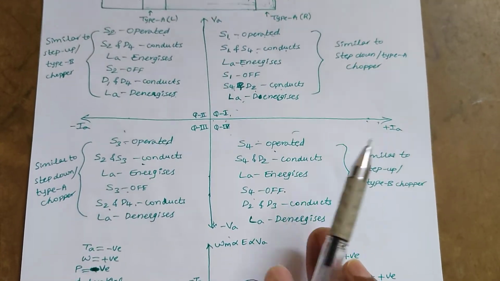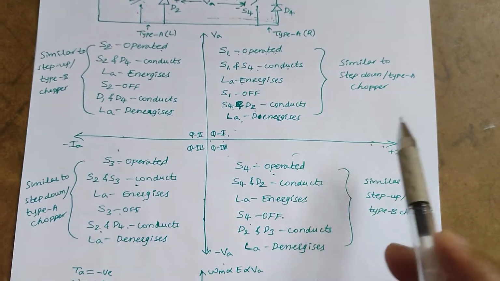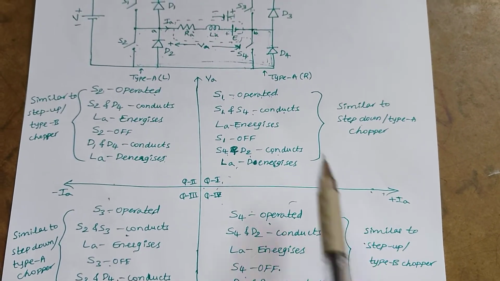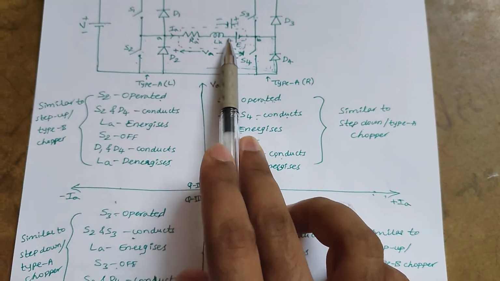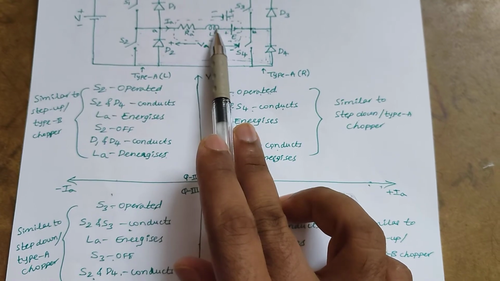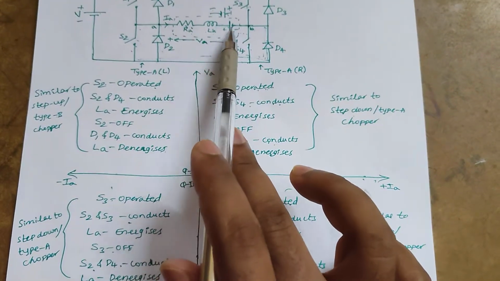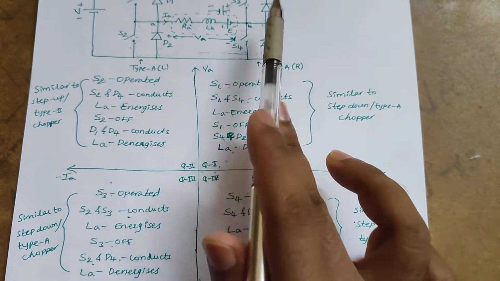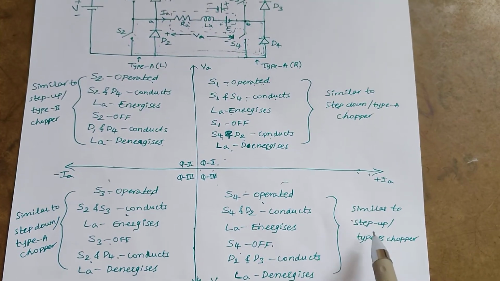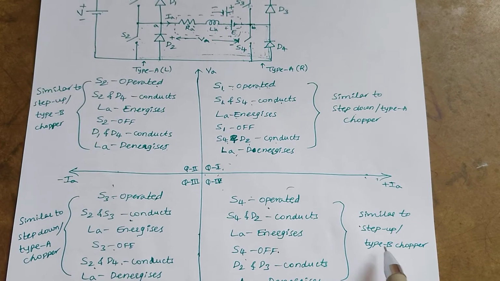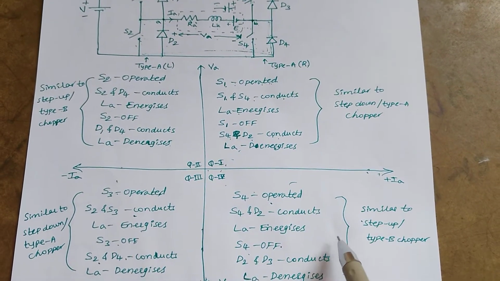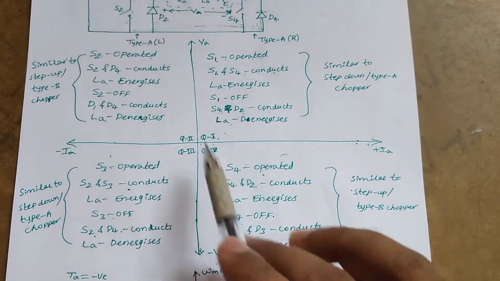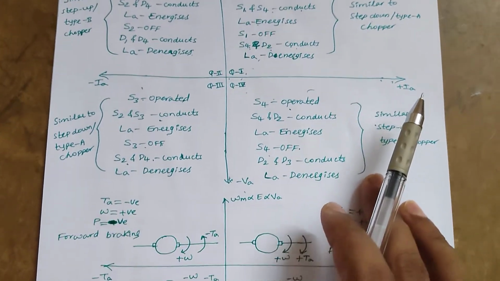Simply, for the similarity, I have drawn it here. When we are turning on, this is the source, that is nothing but the supply, and the supply is having inductor, switch, diode. Inductor, switch, diode means it is like a boost converter, or step up chopper, or type B chopper. Just for similarity I have written this here, but this is the operation to get the four quadrants of operation.